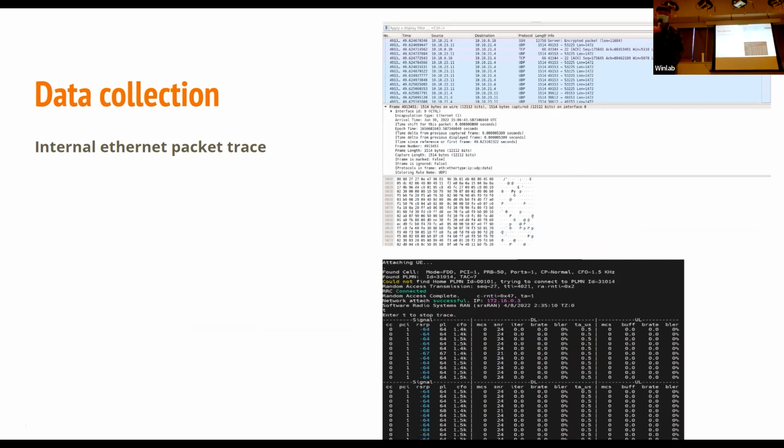And here is the data we collect. The first one is a packet trace of the internal Ethernet connection between the gNB and the core network. And the second picture shows the radio signal pattern we collected from the UE log.